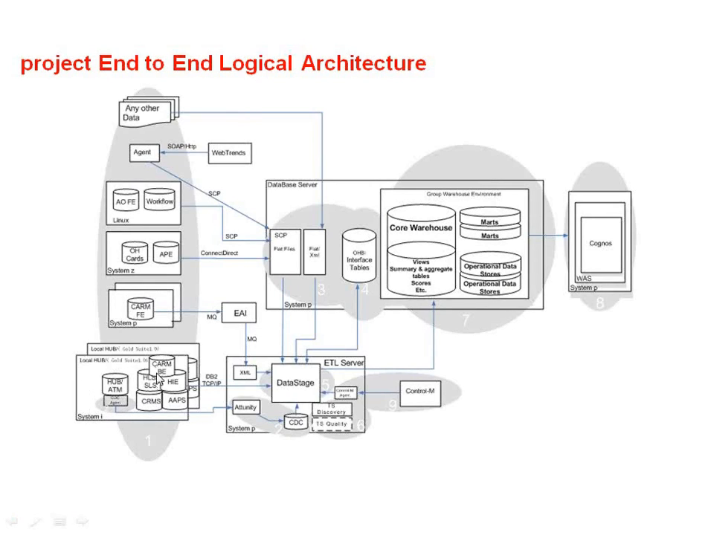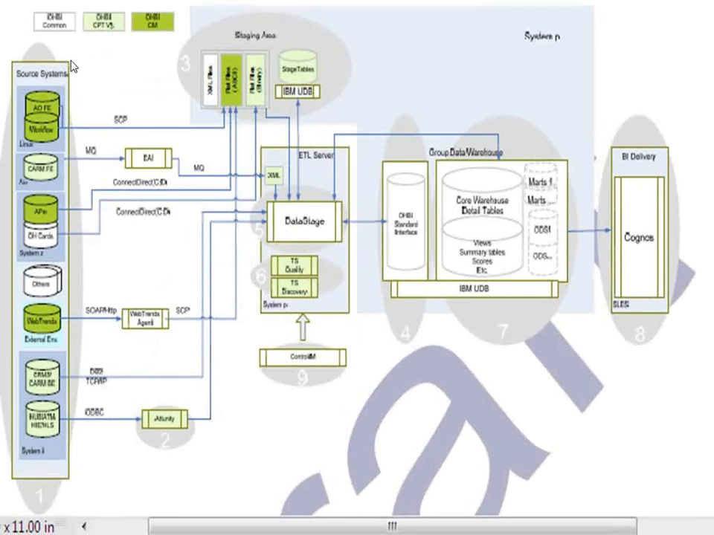In this example project also, all the source systems are heterogeneous. If sometimes we see that all reside on the same database or the same mainframe environment, then it will be homogeneous. That is about data sources, right?